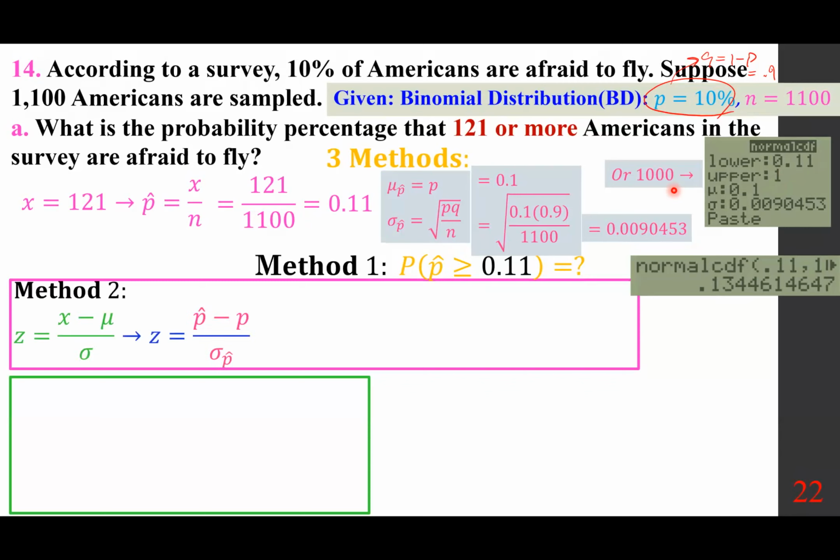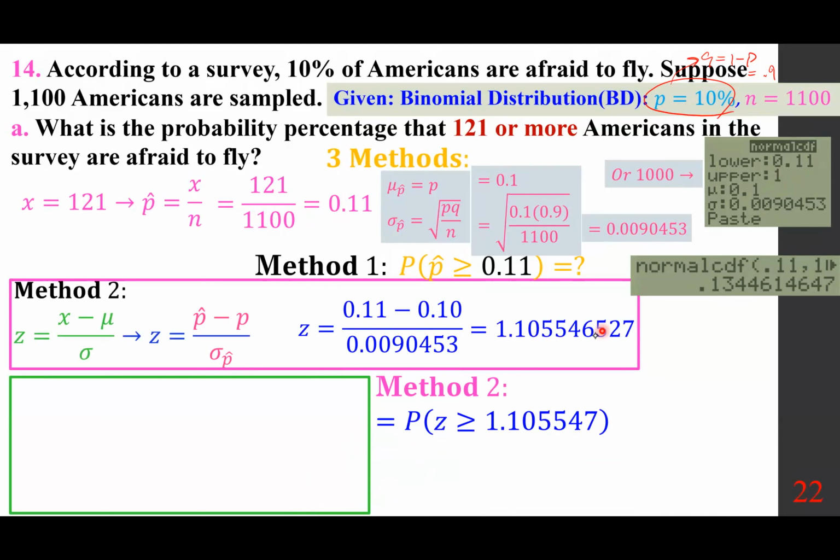Method 2, we calculate the z-score using p hat minus p over sigma of p hat. So 0.11 minus 0.1 over this number. That gives you that. So the probability of z larger than or equal to this number is equivalent to this if we use the z-score.